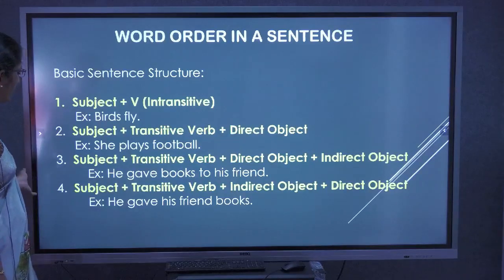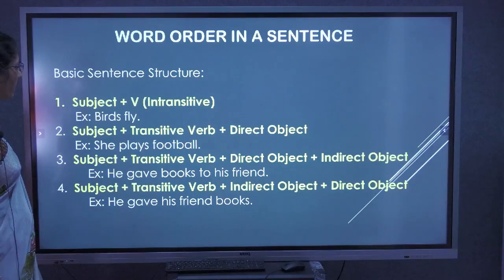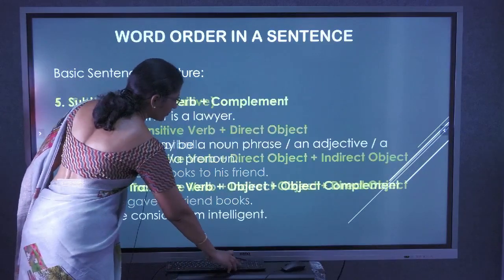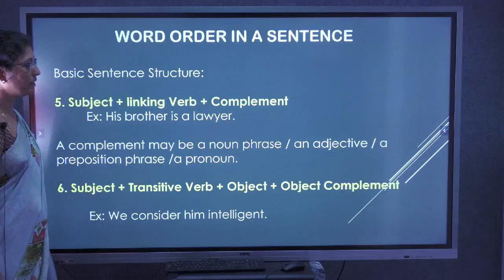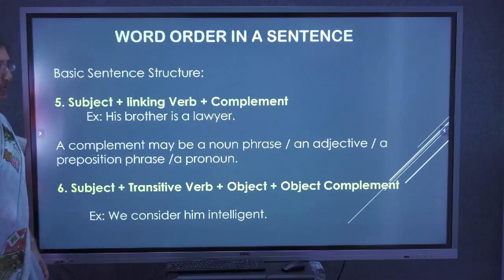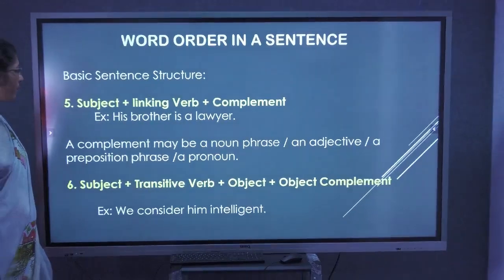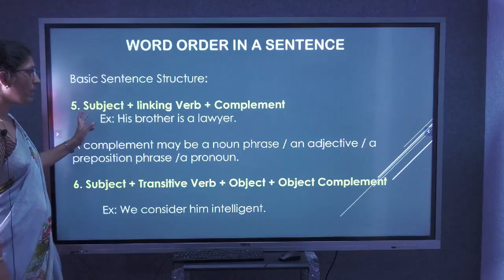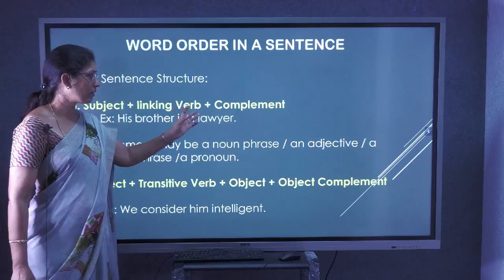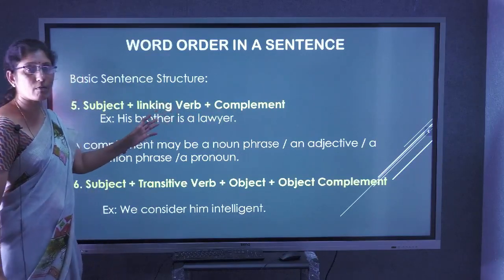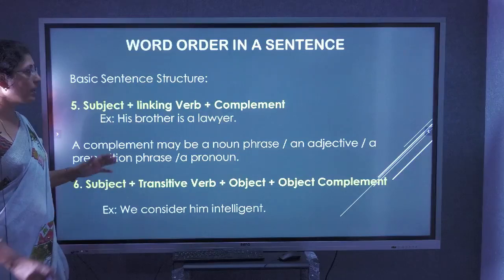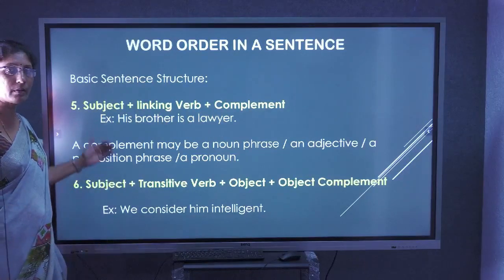Okay, then we discussed six models of basic sentences. Right? So this is about today's class. In the next class, we will talk about the word order if there is more than one adjective and if there is more than one adverb, how they are placed. Okay, thank you.